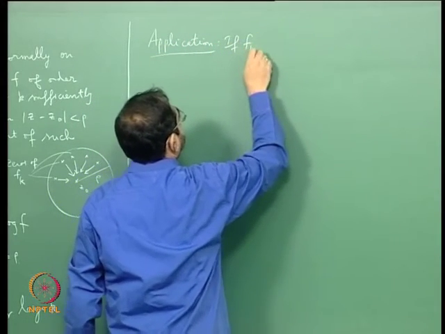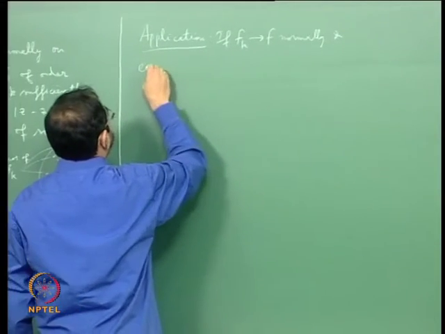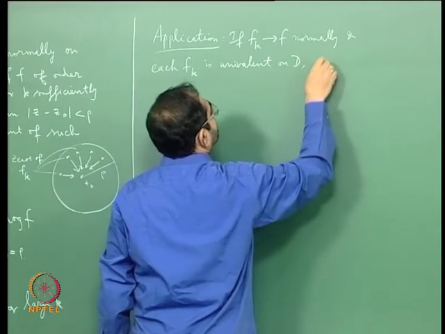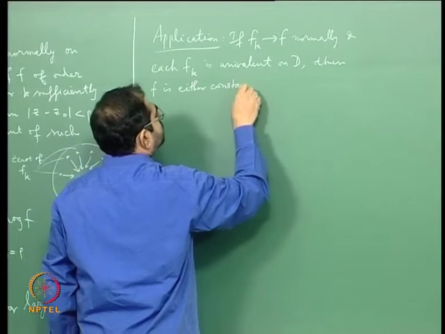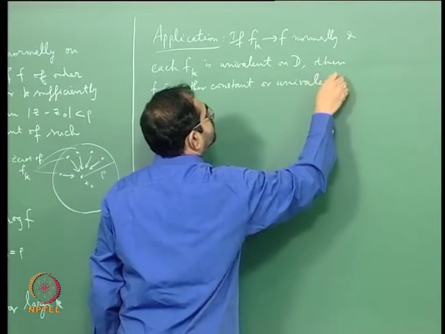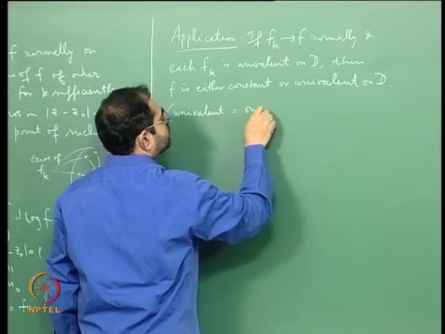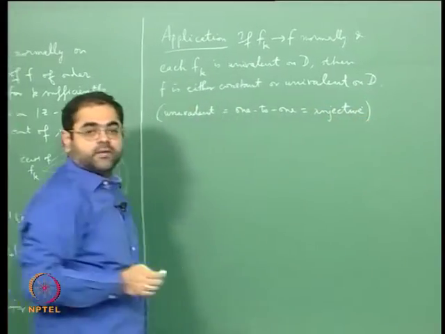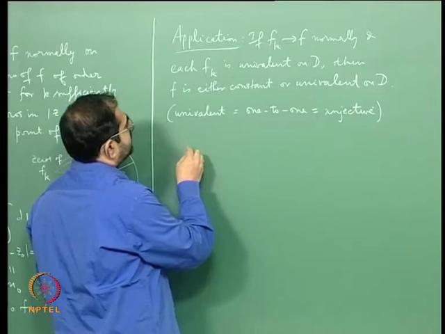If f_k converges to f normally, and each f_k is univalent on D, then f is either constant or univalent on D, where of course univalent means one to one, which is also called injective. Okay, so this is an application of Hurwitz's theorem, and I just wanted to look at this proof.